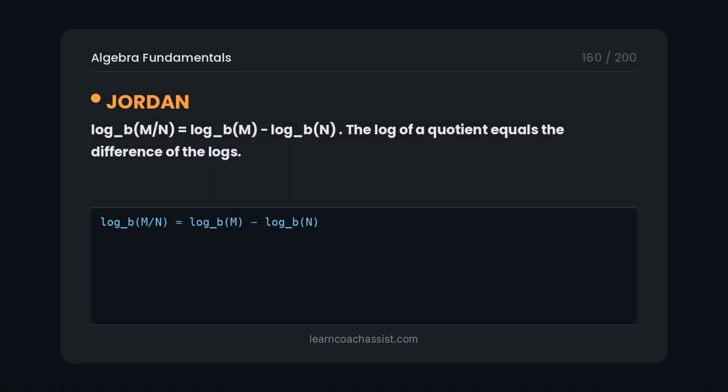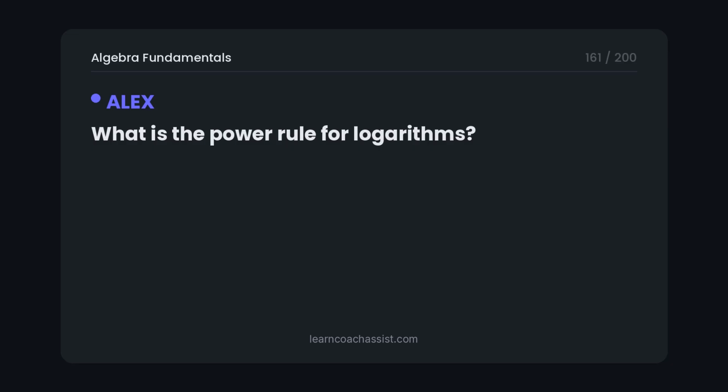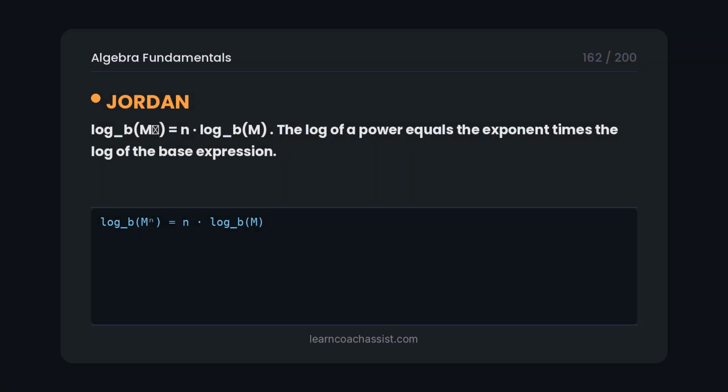Log_b(m/n) equals log_b(m) minus log_b(n). The log of a quotient equals the difference of the logs. What is the power rule for logarithms? Log_b(m^n) equals n log_b(m). The log of a power equals the exponent times the log of the base expression.